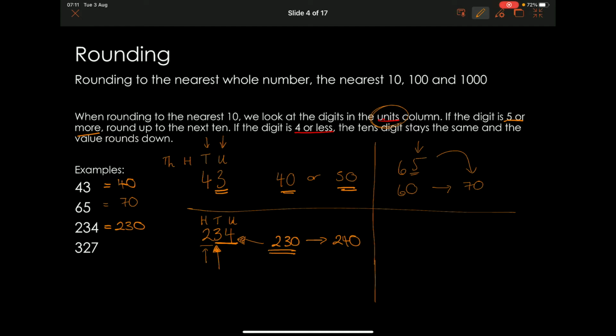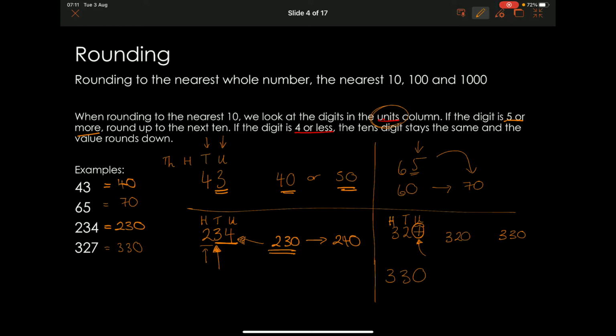And then the last one, 327. Okay, we're rounding the tens column, so we look at the units. That's a 7. 7 is 5 or more, so we round up. Okay, so the 100 stays the same. That's 3. But because that's a 7, we're saying, is it closer to 320 or 330? Well, because that's a 7, we round up, saying it's closer to 330. All right. Okay, so that's rounding to the nearest 10.